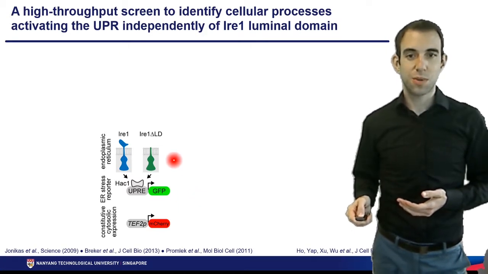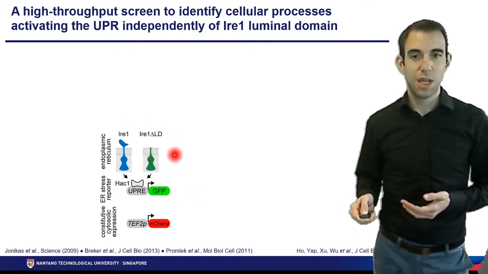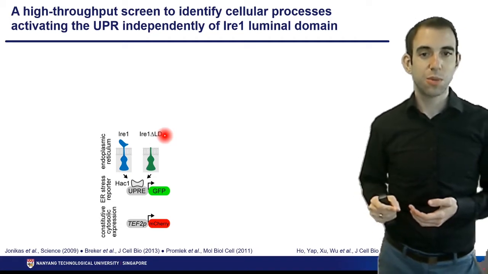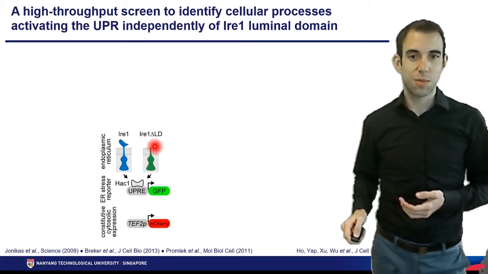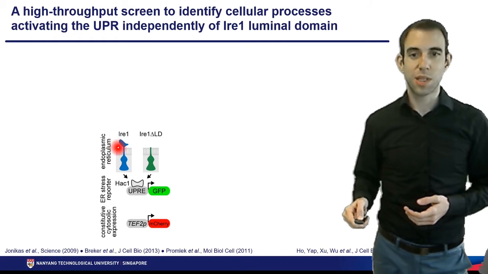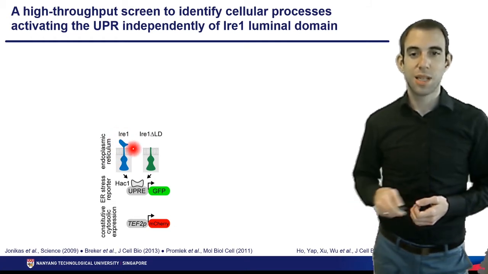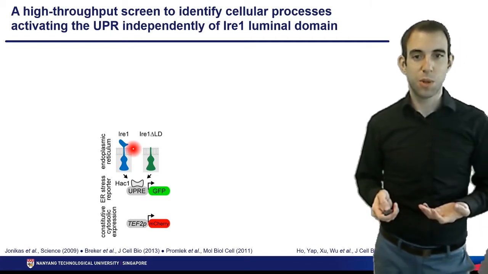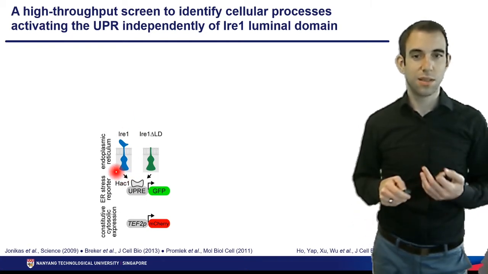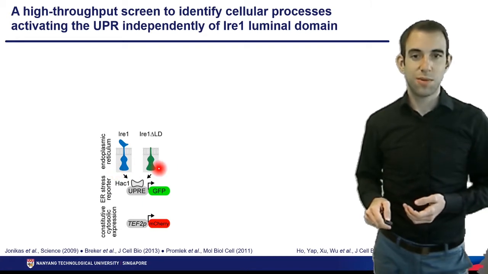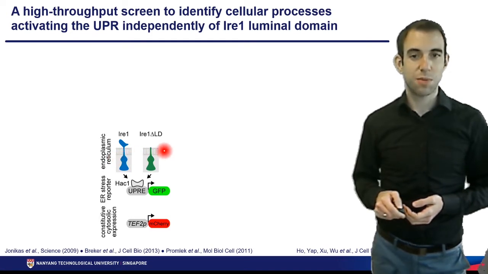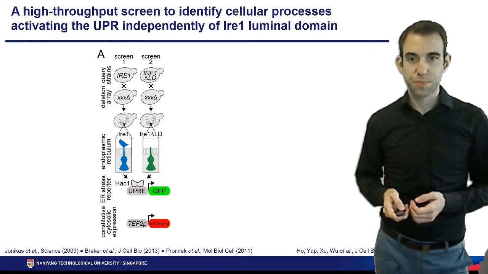So we adapted the screen where we removed the luminal domain of Ire1. Without the luminal domain, which is essential to sense the accumulation of unfolded protein, when you see UPR activation from Ire1 delta LD, it's only from LBS, from lipid bilayer stress. But the full length can sense two things: unfolded protein and lipid bilayer stress. So if you have a hit that is activated only from full-length Ire1, it means that it's from proteotoxic stress. But if it's activated from both, it means that the common element is the transmembrane domain, so it's through lipid bilayer stress.